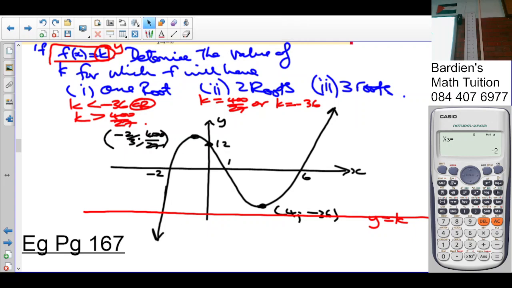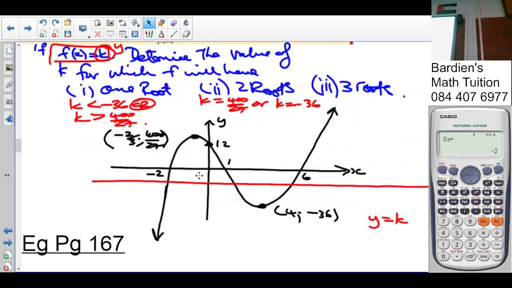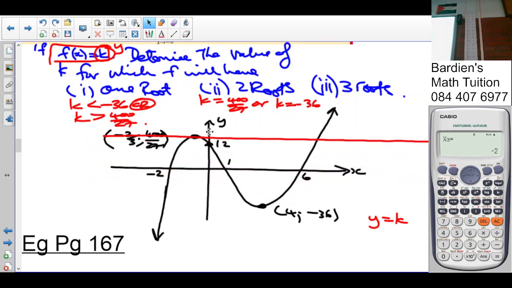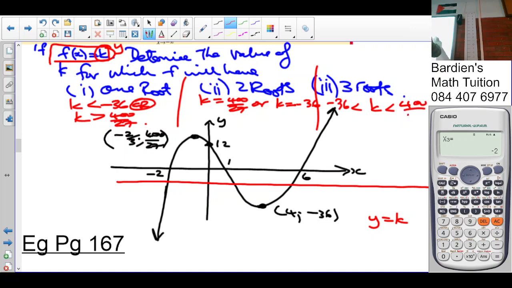Again, where it has 3 roots, it's between those 2 turning points, not so? So is this a continuous or a break-in solution? Continuous solutions together. So what am I saying? K with 3 roots, K must be greater than negative 36, but less than 400 over 27.